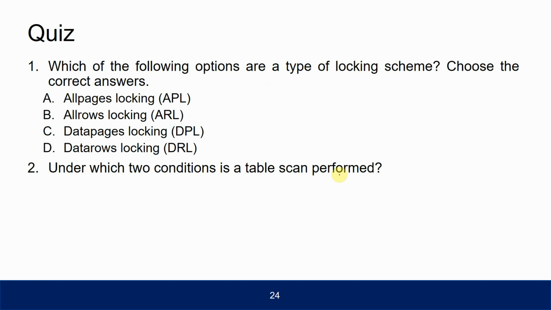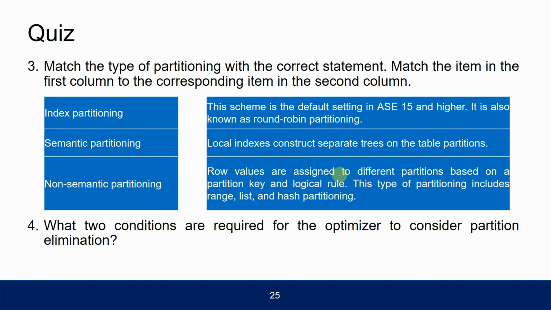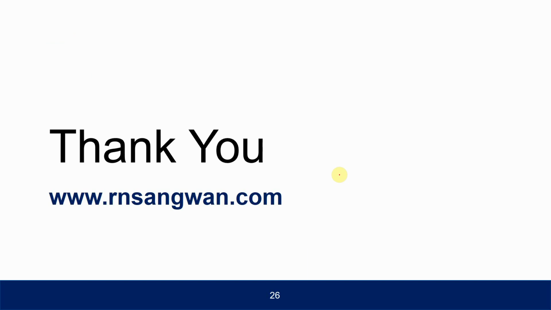Quiz. I'm sure you have watched the lecture carefully. I leave it to you. Which of the following are types of locking schemes? Choose the correct answer. Under which two conditions are table scans performed? And this one is to match the type of partitioning with the correct statement. Match the item in the first column to the corresponding item in the second column. If you listened to the lecture carefully, you will be able to match and answer these questions. That's all for this session.